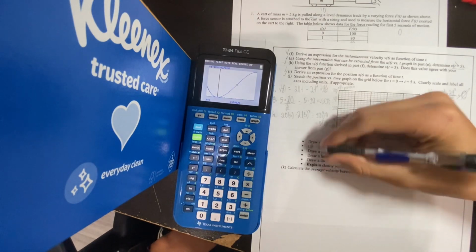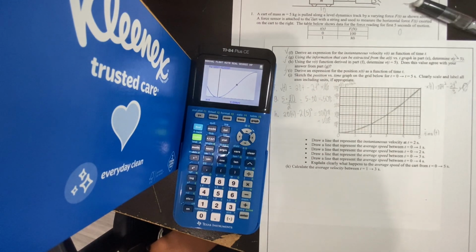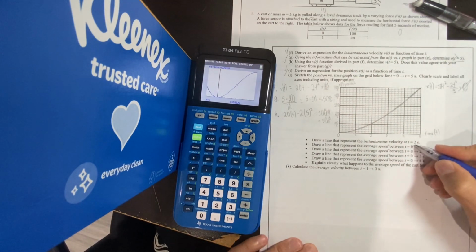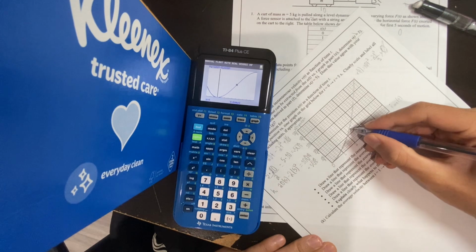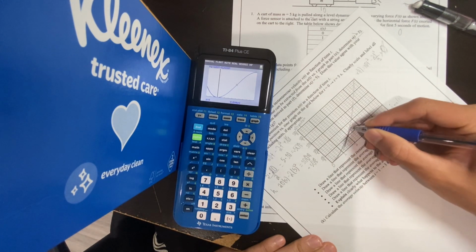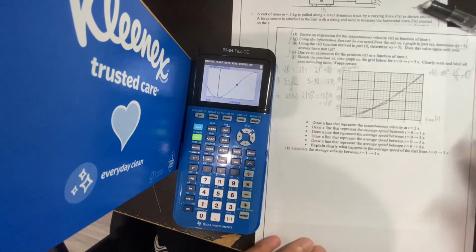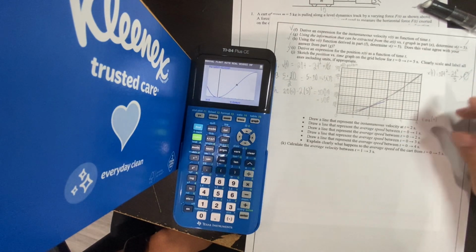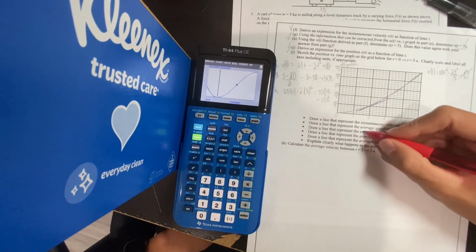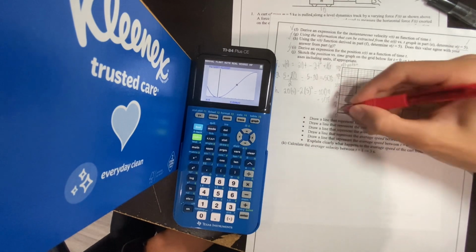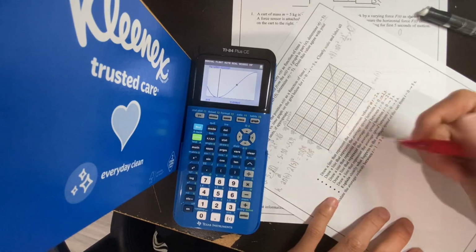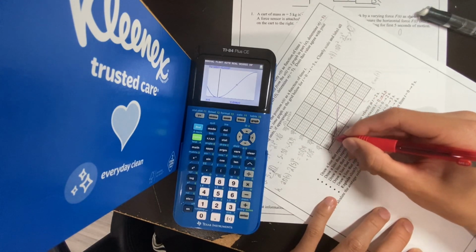We have some things here. Draw the instantaneous velocity. I'll use blue for that. At point 2, it'll be like this, a tangent line down here with a slope of that. And then average speed from 0 to 1. So you take the points 0 and 1 and graph that. Just a straight line.